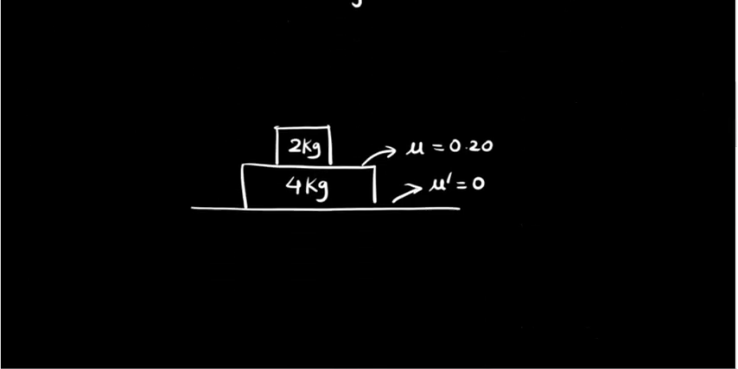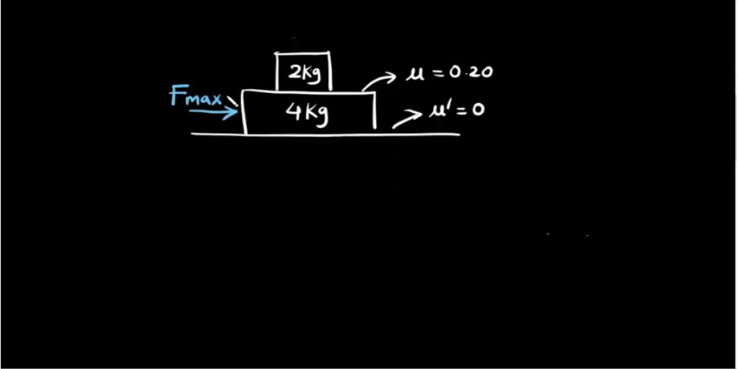Okay, now let's find out what is the maximum force, that is F max, so that both the blocks will move together. Above this F max force, this 2 kg and 4 kg block will not move together. They will in fact slide over each other. So what will be the maximum force which can be applied so that both will move together? If there is a maximum limiting friction between these two, then there will be no relative motion.